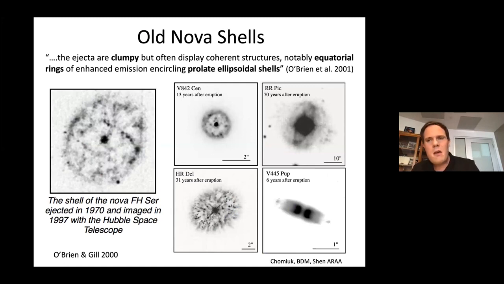You also see some evidence looking at old nova shells that are decades or centuries old. They show ring-like structures, egg-shaped ejecta shells, strongly indicative that the binary is having an important role in shaping the ejecta. And we think the shocks are basically a symptom, if you will, of that interaction, which is shaping the geometry of these ejectas.